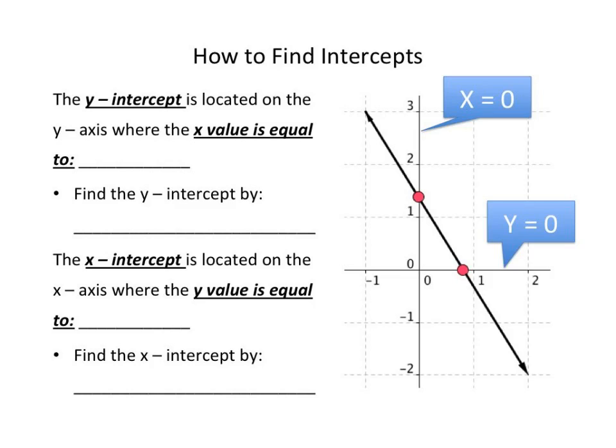So the question is, how do I find these intercepts? Let's start with the y-intercept. I notice that anywhere on top of the y-axis here, I have not moved left or right at all. That means any point on top of the y-axis has x equals 0. So, very simply, the y-intercept is located on the y-axis where the x value is equal to 0.